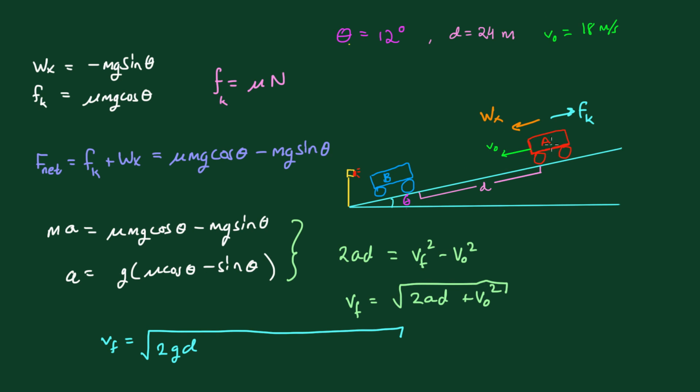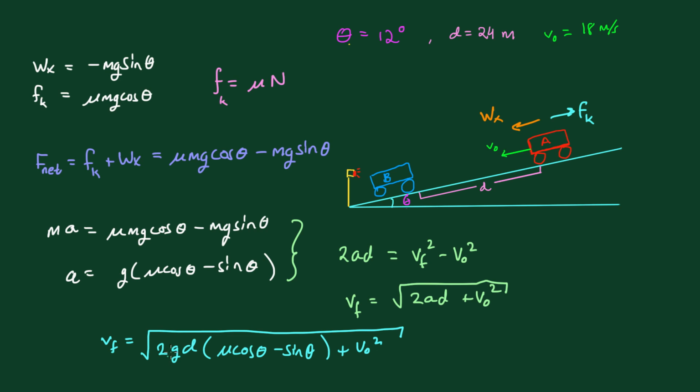Our concern is with car A, so we use the distance that car A travels, which is just d, 24 meters. So the final velocity is the square root of 2 times g times d times mu cosine of theta minus sine of theta, plus v0 squared, okay? And at this point, what we can do is we can plug in the values of mu in order to solve for part A and part B. We already know v0, we know theta, and we know g.